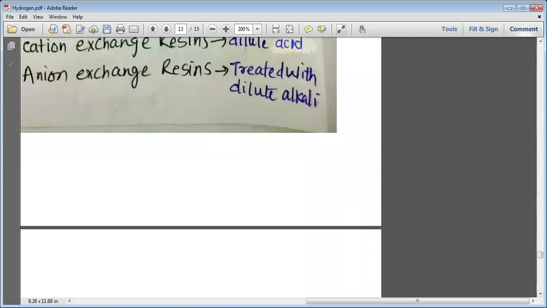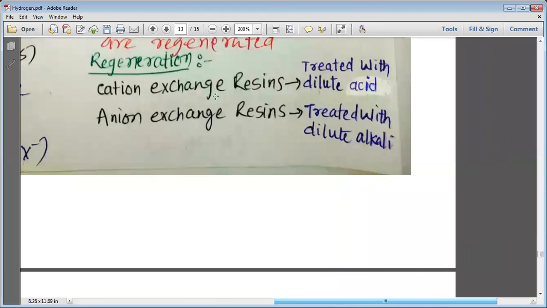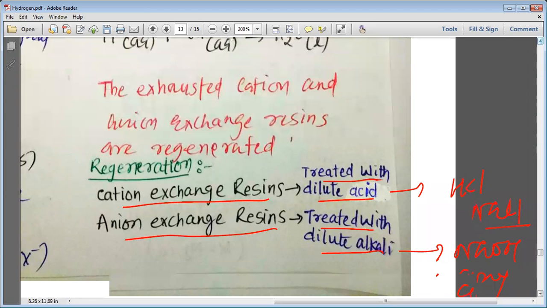You can see that we can regenerate the cation, and we can regenerate the anion. The cation is regenerated by treating it with the dilute acid, and anion is regenerated by treating it with the dilute alkali. Your alkali is NaOH or any other base. And you're treated with dilute acid, maybe your dilute HCl. Even the cationic resin can also be obtained by the reaction with NaCl. That is what we have studied in the first point of this method.